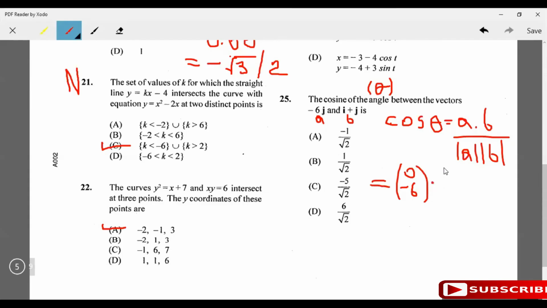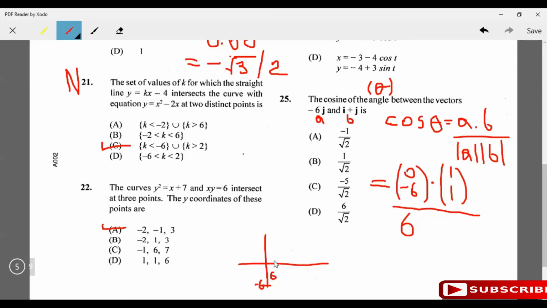That's what we know. Now A dot B is equal to A, the vector 0, -6, dot B, the vector 1, 1. And we're dividing it by the modulus of A. Now, if I have a vector 0, -6, then the modulus has to be 6, because this is just a straight line. On a graph, the length of the line from 0 to -6 has just a length of 6.